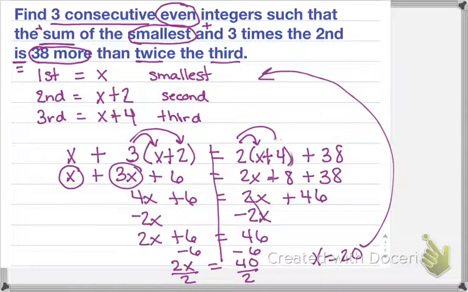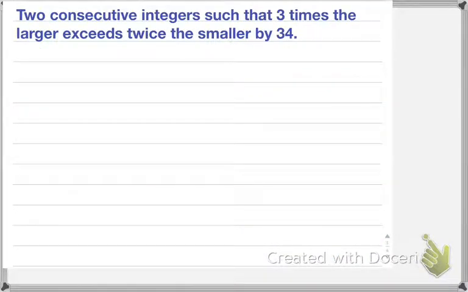So the first unknown would be 20. The second one, 20 plus 2, would be 22. And then the third number would be 24. So these would be our solutions. Okay, so you need to have all parts for the answer. All right, let's go to our next one.